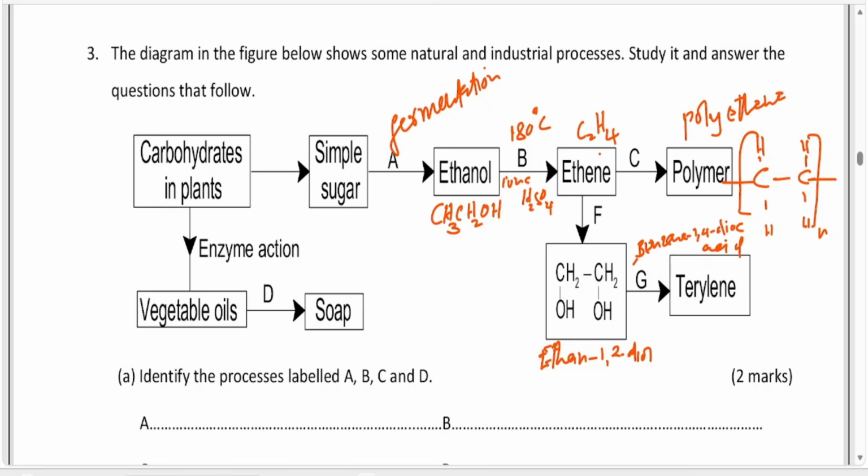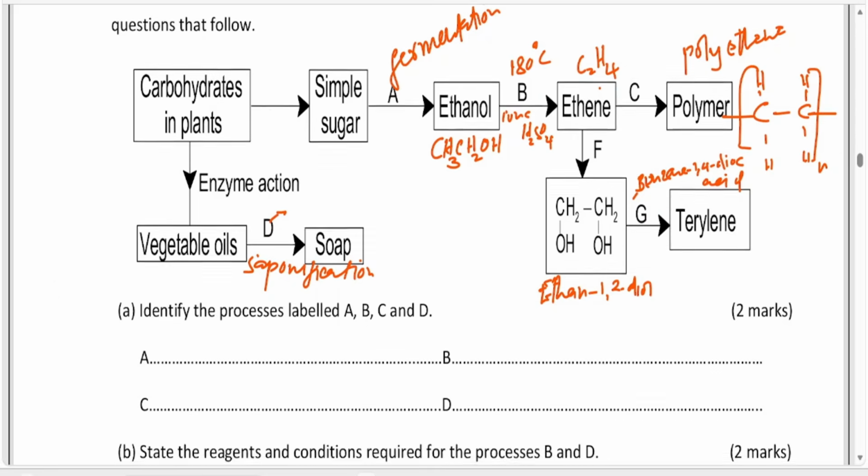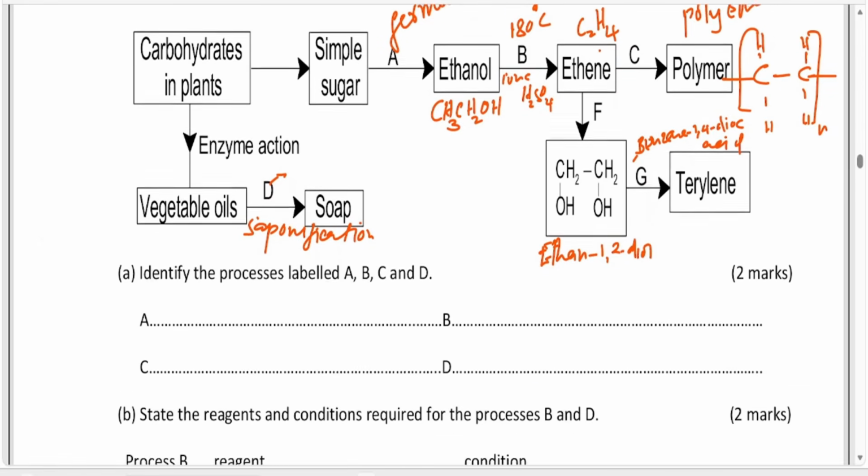Then we have carbohydrates being taken through another enzymatic reaction, which leads to formation of vegetable oils. So with vegetable oils, we have a soap being formed, and through process D, the process that leads to formation of a soap, we call it saponification. So with that simple summary, we can try to answer the questions that follow.